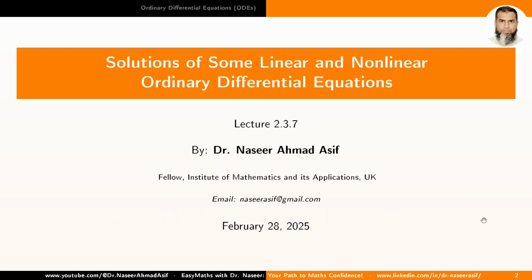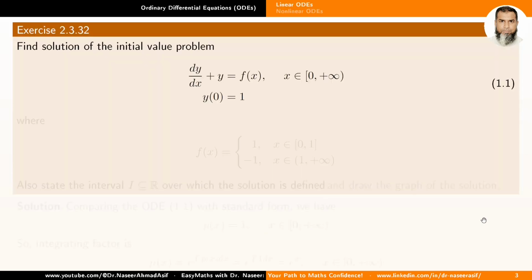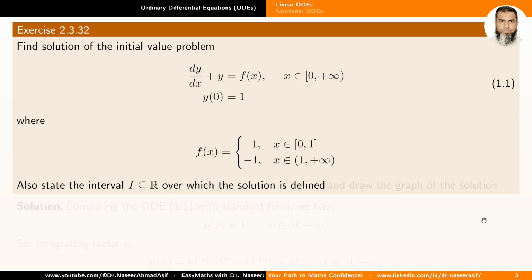Well, in today's lecture, we will see some initial value problems. We'll see an exercise. Find the solution of the initial value problem dy/dx + y = f(x), where x belongs to the closed interval 0 to plus infinity and y(0) = 1, where f(x) = 1 for x in the closed interval 0 to 1 and f(x) = -1 for x in the open interval 1 to plus infinity. Also state the interval I, a subset of R, over which the solution is defined and draw the graph of the solution. Well, see the solution.